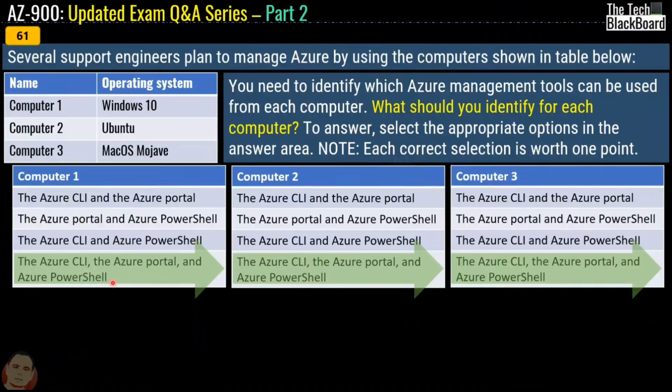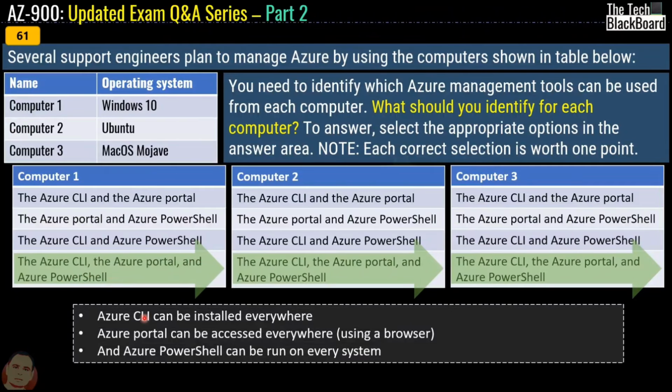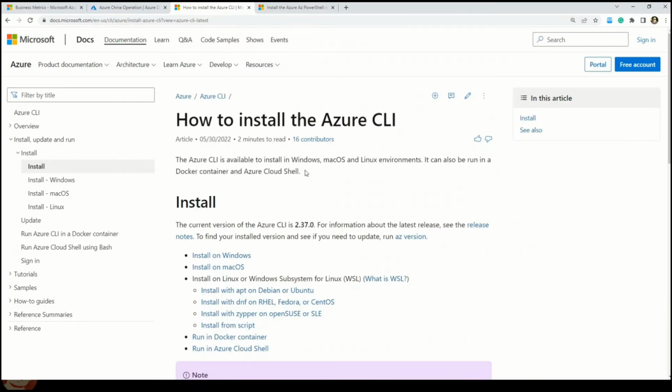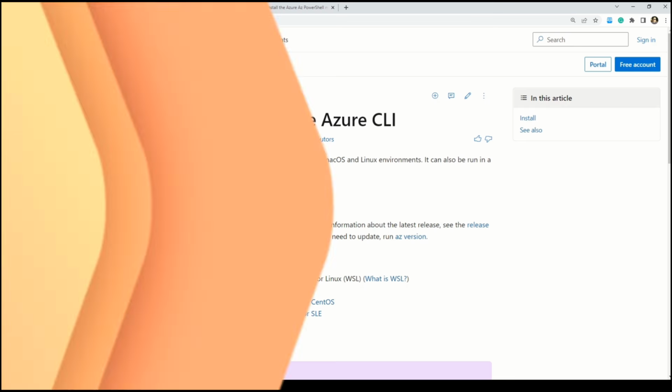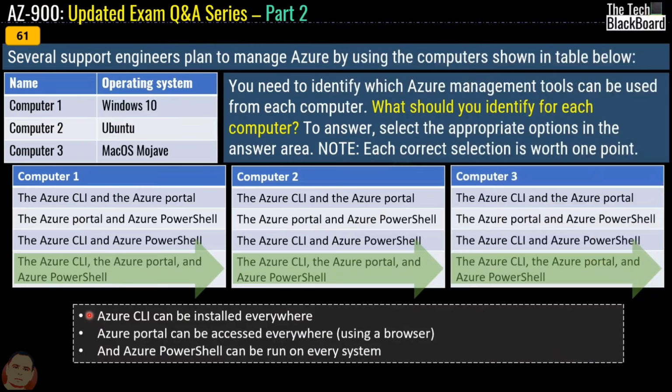Now let me give you my reasoning for this. So basically Azure CLI can be installed everywhere. And here is the Microsoft documentation to prove that. Here you can see it's written that Azure CLI is available to install on Windows, Mac OS and Linux environments. In fact, you can also run the Azure CLI in a Docker container and Azure Cloud Shell. And this makes Azure CLI a correct answer as it can run on Windows 10, Ubuntu or Mac OS.